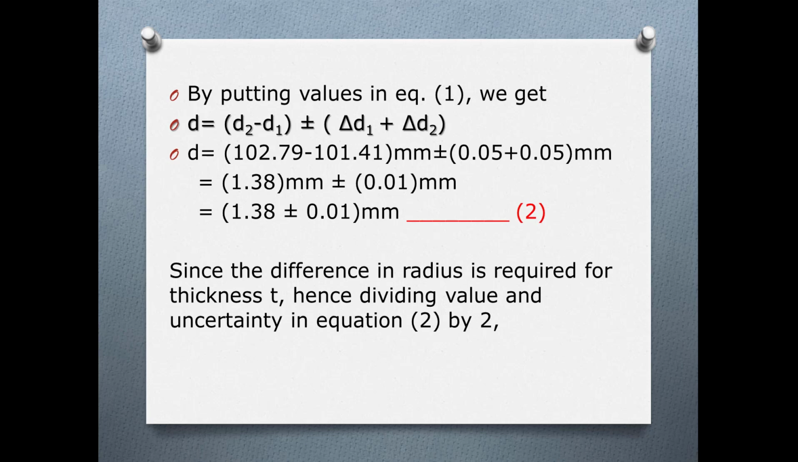So the same number of decimal places are there. You have to keep this in mind that we should keep the same number of decimal places. Okay, since the difference in radius is required for thickness, hence dividing the value and uncertainty in equation 2 by 2. As I have already told, we will first find out the difference in diameters and then we will divide it by 2.